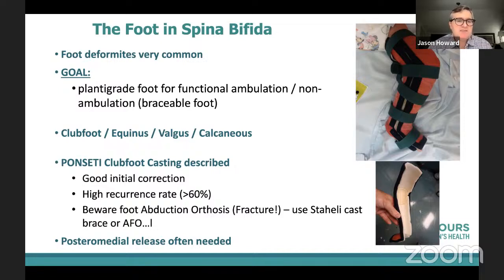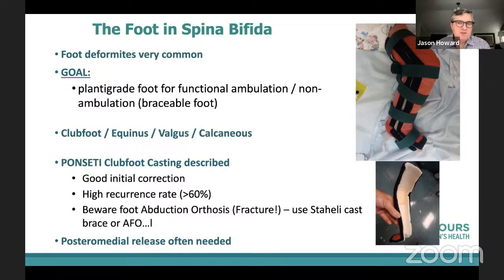Just like we already saw, clubfoot actually occurs quite a lot in myelomeningocele, along with equinus. You can also get calcaneus and valgus, so severe dorsiflexion contractures and valgus contractures. Congenital vertical talus is also there. To start off with, if you have clubfoot or vertical talus, Ponseti casting has been described, and it does give you a good initial correction.